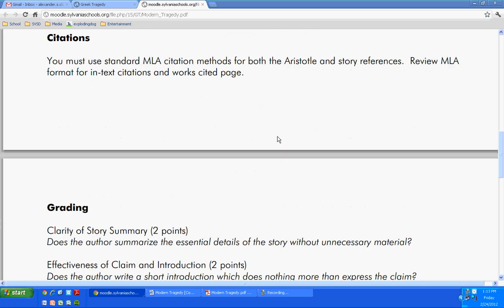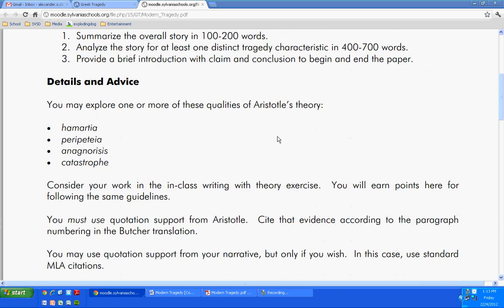Blah, blah, blah. Grading, grading. Initial questions on just the nitpicky little details? All right, then.